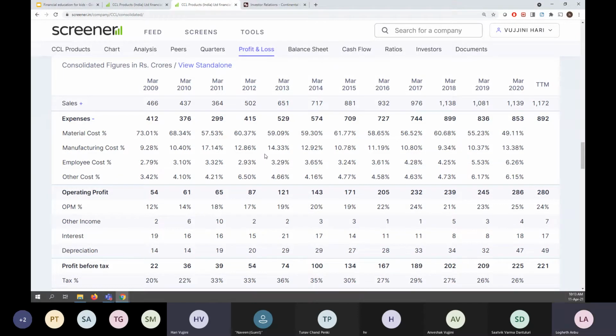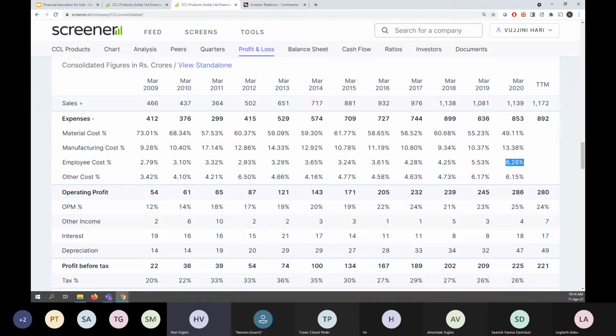So we have a revenue of 1139, and then we have expenses of 853. Within those expenses, material cost is 49%, manufacturing cost is 13%, employee cost.